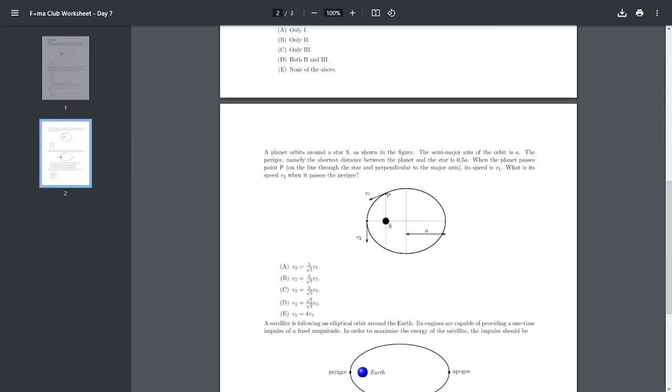So next one, a planet orbits around a star S shown in the figure. The semi-major axis is a. Perigee, which is the shortest distance, is 0.5a. When the planet passes through point P, it has a speed v1. What is the speed v2 when it passes the perigee? And it's based on v1.